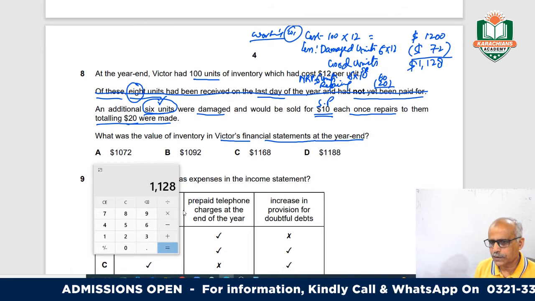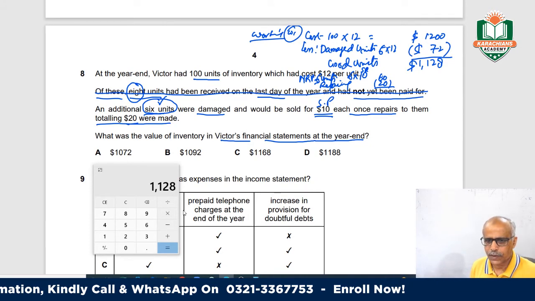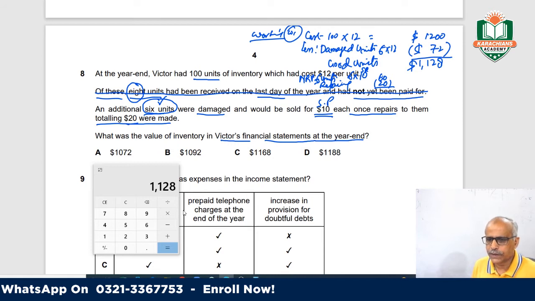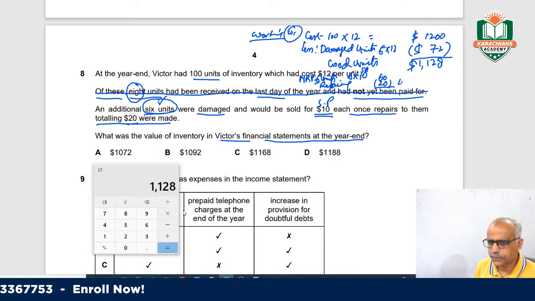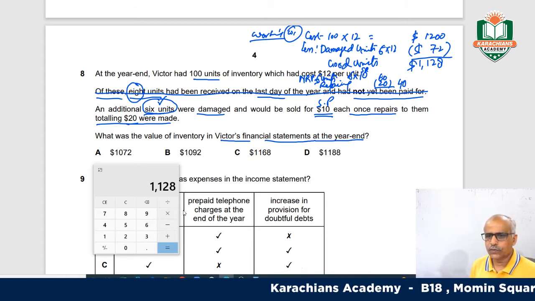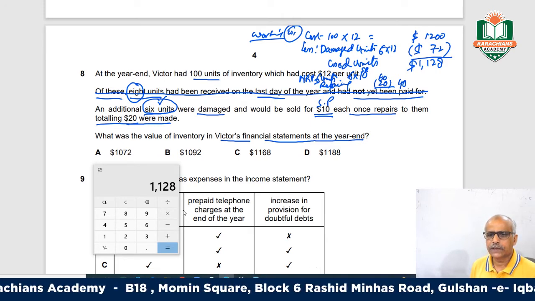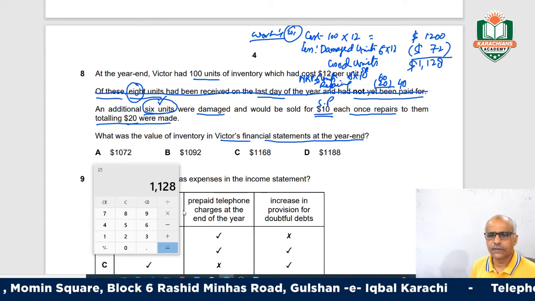So it is how much? 60 and 20 and then 40. 40 is basically NRV, right? So 6 unit NRV is 40, right? And its cost is 72.